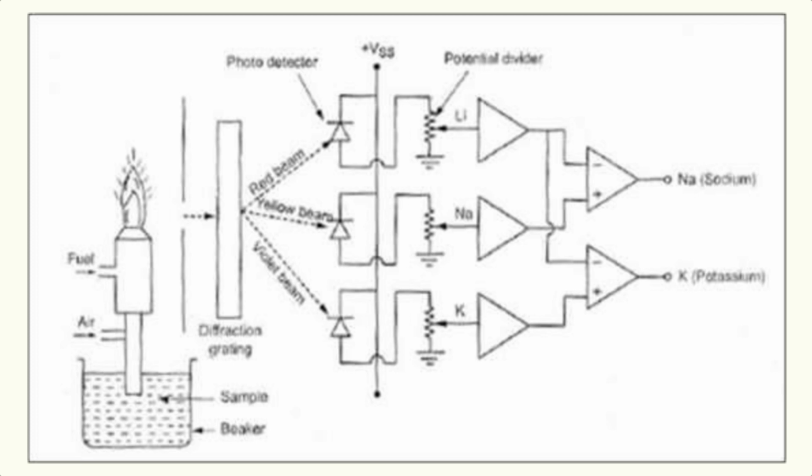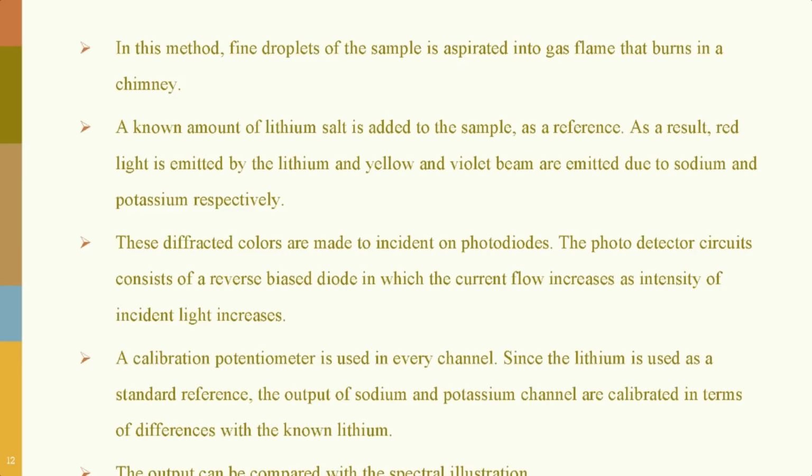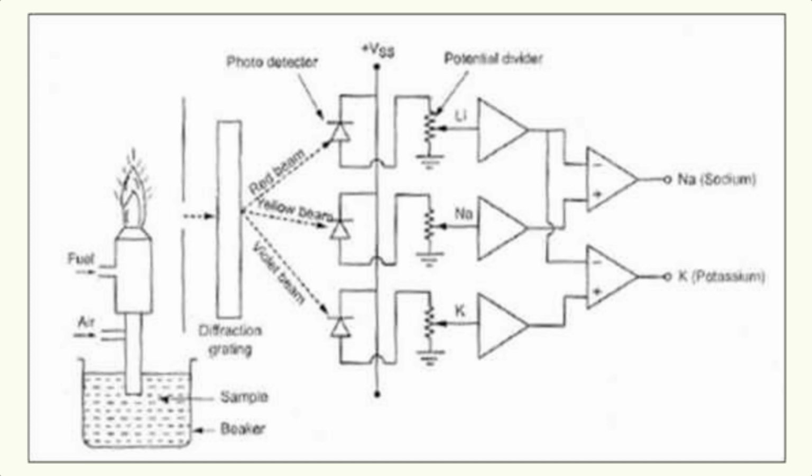Not all the colors are scattered out; the light is diffracted through the filter, and from the filter the red, yellow and violet beams are passed to the photodetector. Red is for lithium, yellow is for sodium, and violet is for potassium.